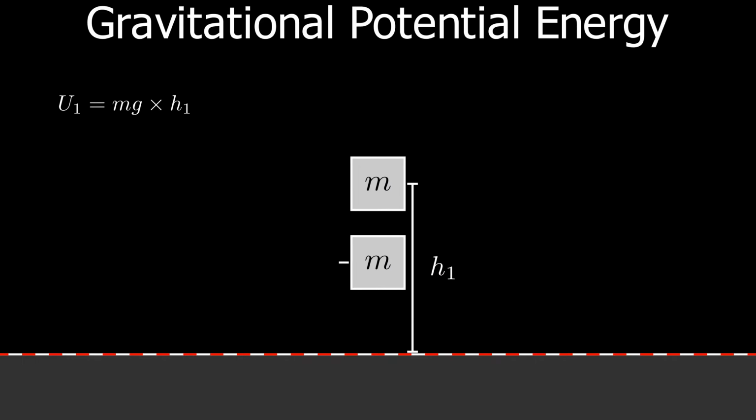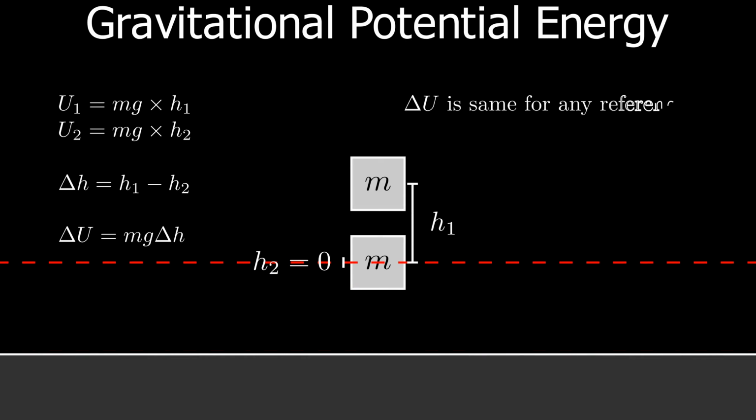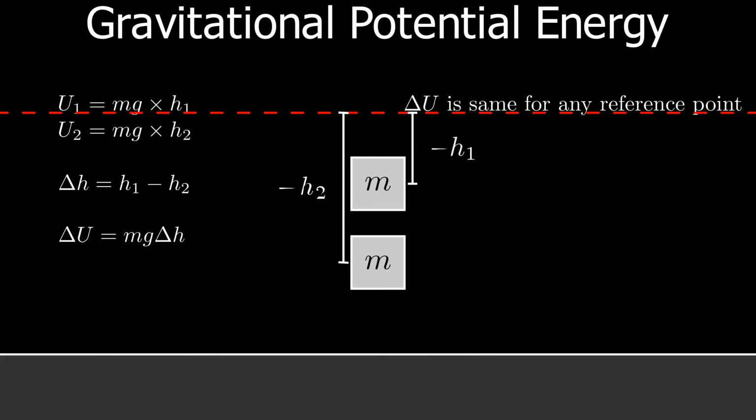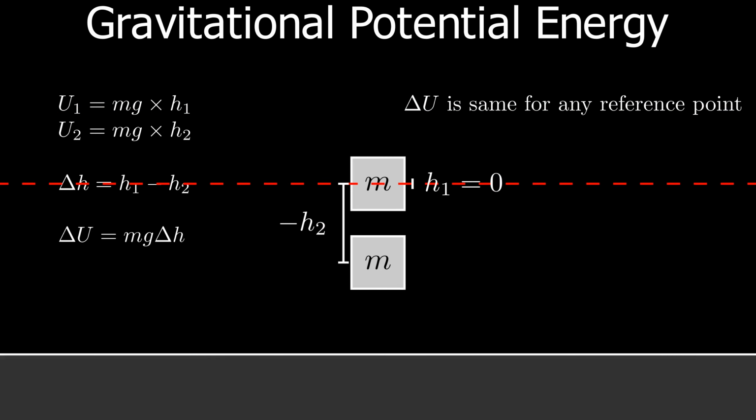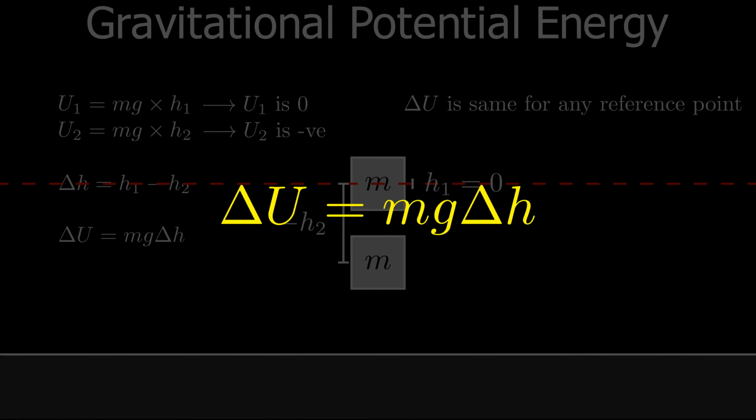What we really care about is the change of gravitational potential energy. The change in energy is same when the body falls from height, h1, to height, h2, regardless of the reference point. It does not matter if the gravitational potential energy of an object is positive, negative or zero and where the reference point is. We care about the change in the gravitational potential energy.